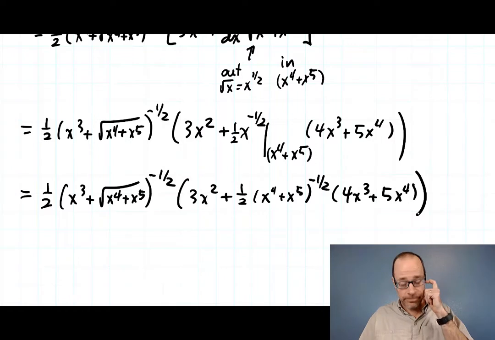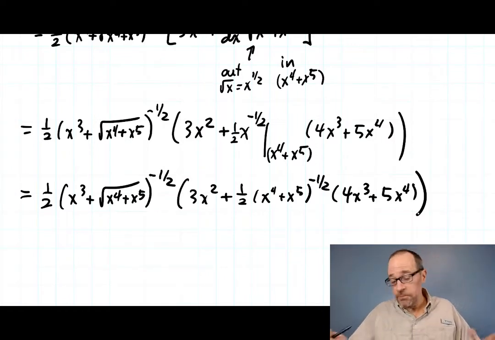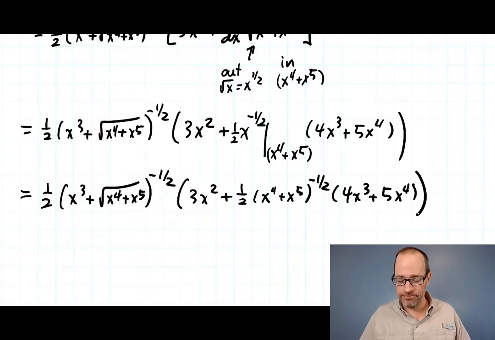So it's pretty ugly, and probably no one ever cared about this function, but that's how you take the derivative.